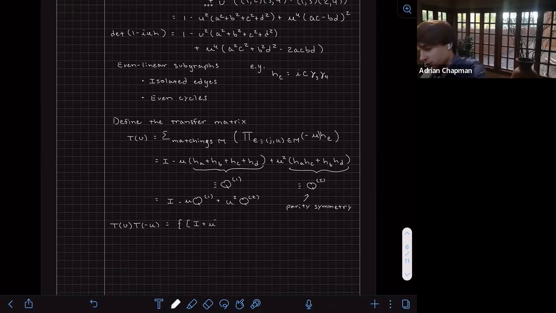This is (I plus u squared Q2) minus uQ1. And I've broken it up this way: (I plus u squared Q2) plus uQ1. Right, so here we have a difference of squares. This is (I plus u squared Q2) squared minus u squared Q1 squared.